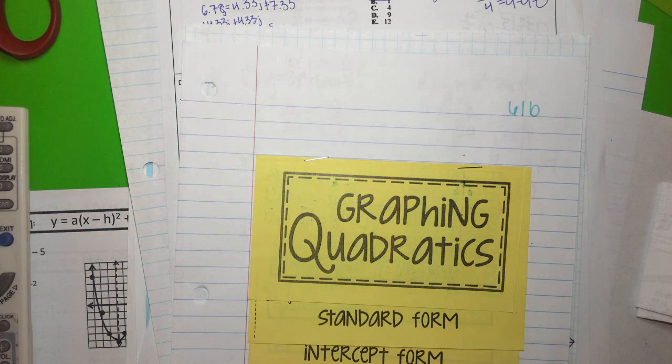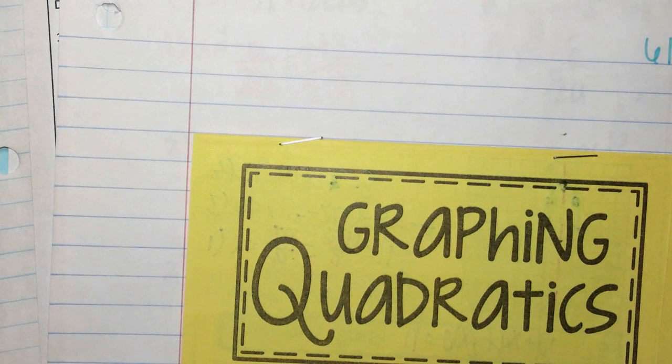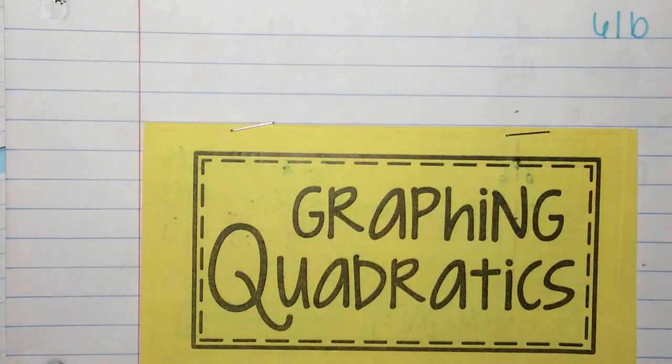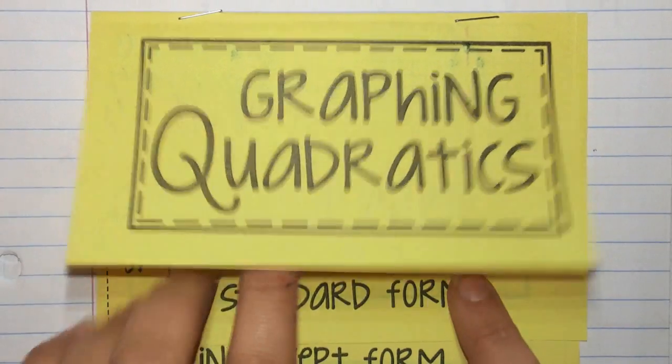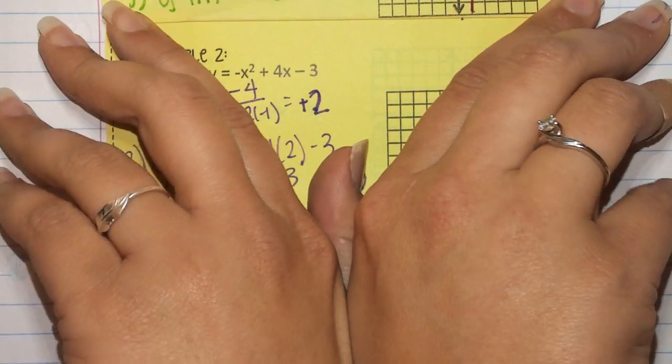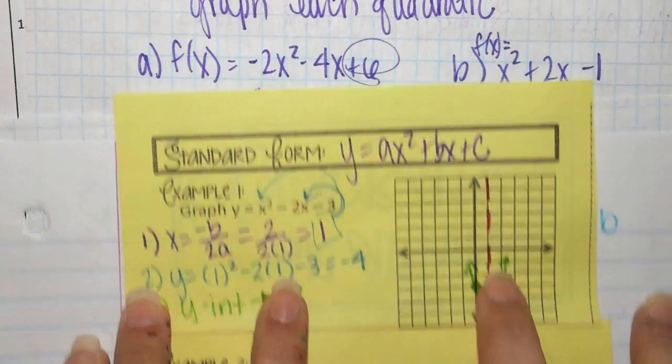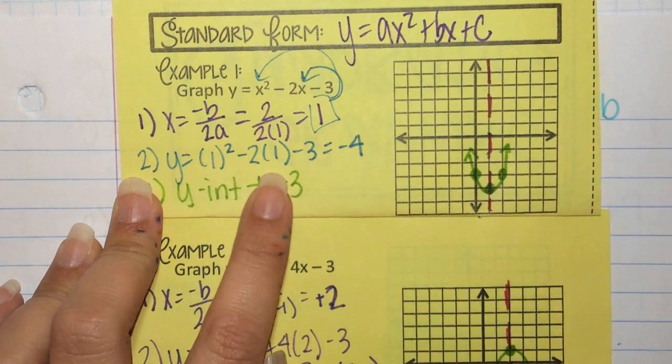Yes, both of you take a point. All right. And what do you do first when you're graphing in standard form? How do you find the axis of symmetry? Yes, take a point. And then what do you do with the axis of symmetry? You plug it in and you draw a dotted line.